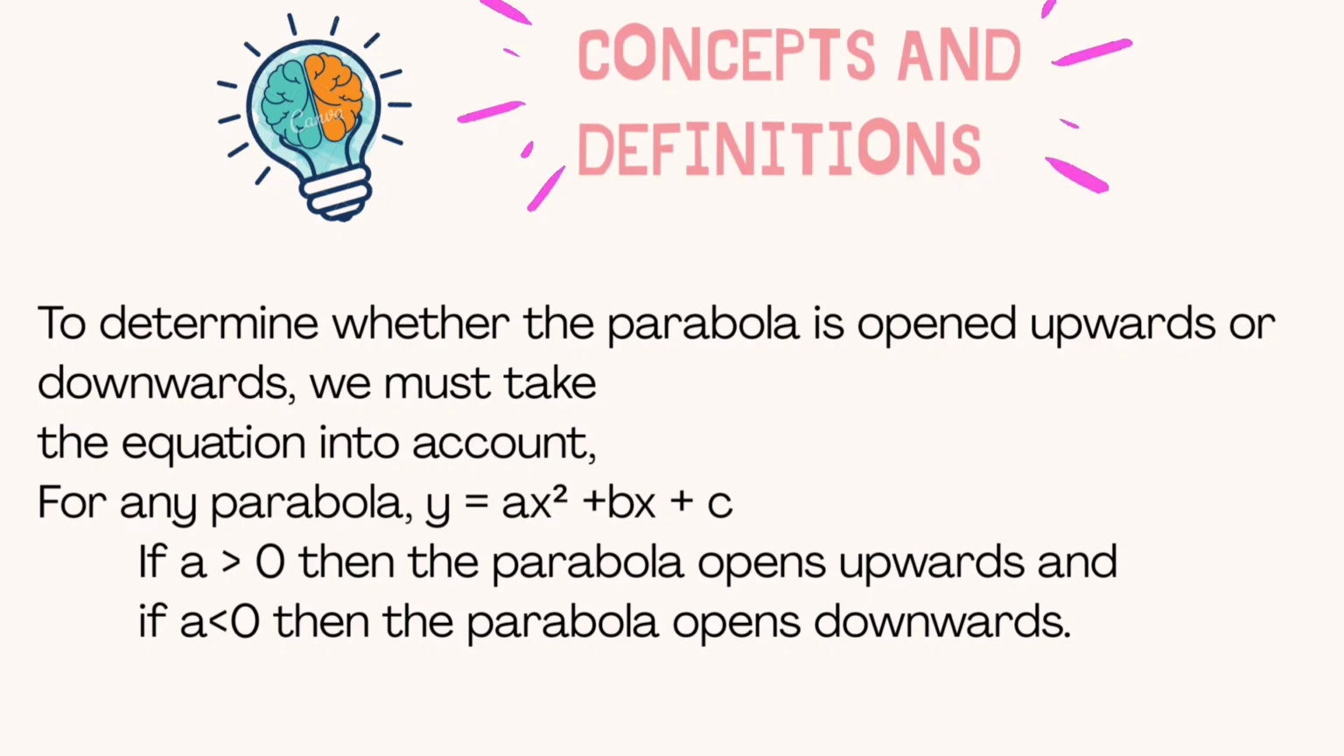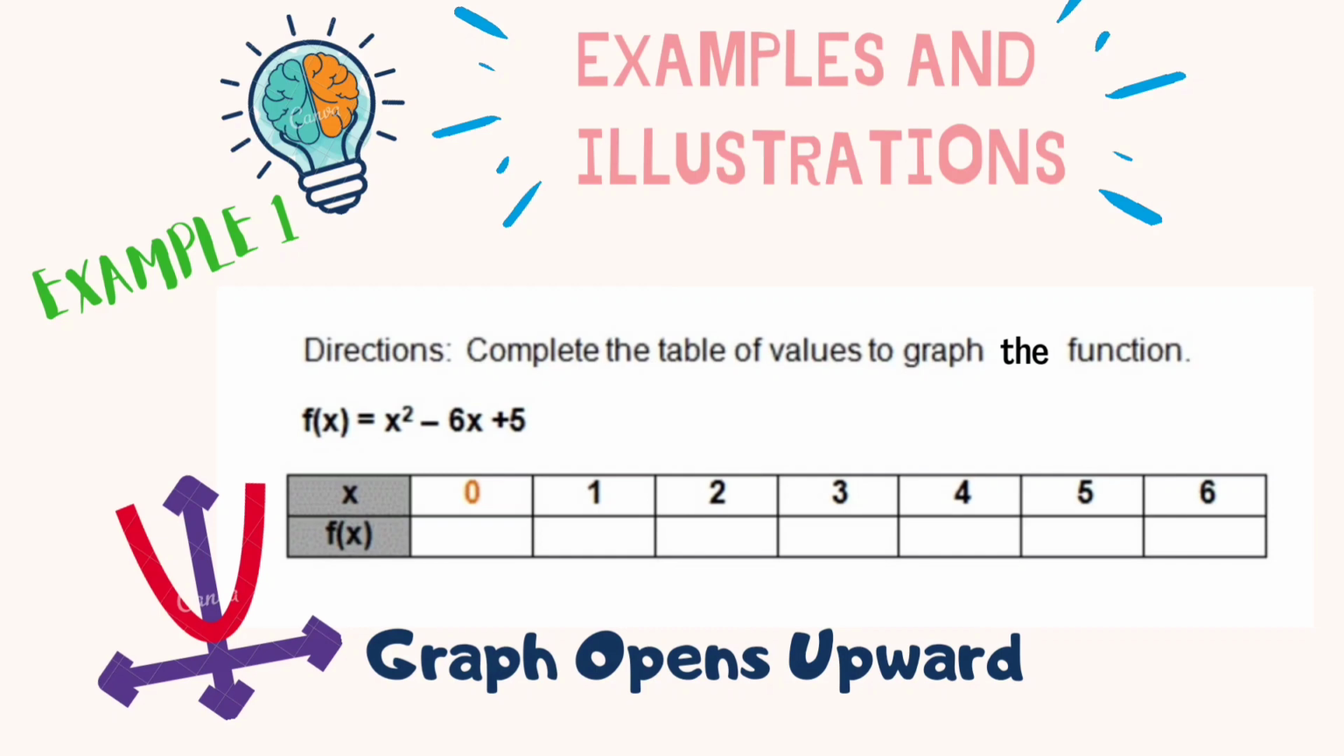For any parabola, y equals ax squared plus bx plus c, if a is greater than 0, then the parabola opens upwards. And if a is less than 0, then the parabola opens downwards. For example, we have the quadratic function f of x equals x squared minus 6x plus 5. You can see the value of a is equal to 1, and 1 is greater than 0. Since the value of a is greater than 0, the opening of the graph of the given function must be upward.